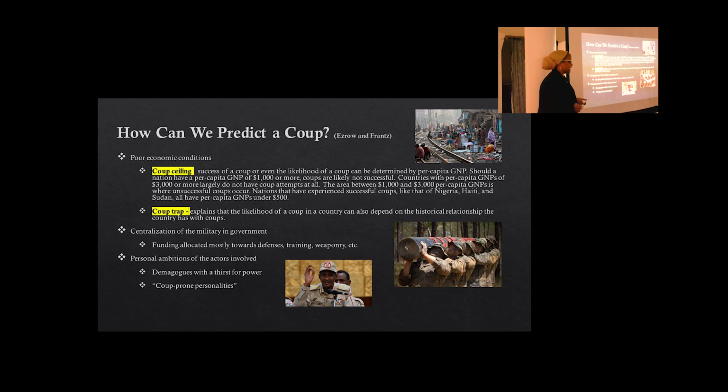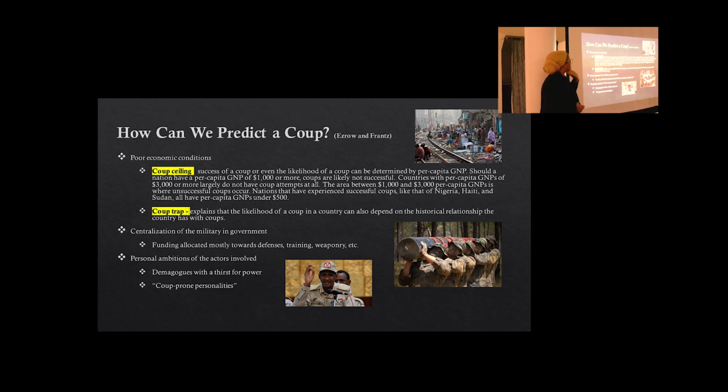The first is the coup ceiling. Ezra and France found an economic threshold that would predict the likelihood of a coup in a country. If a country makes under $500 gross national income per capita a year, the likelihood increases. They found 3 countries, Sudan included, that not only had coups, but were also underneath that threshold. So as you're analyzing global movements and global struggles, when you find that economic threshold, be wary, because a coup will likely happen in that scenario.